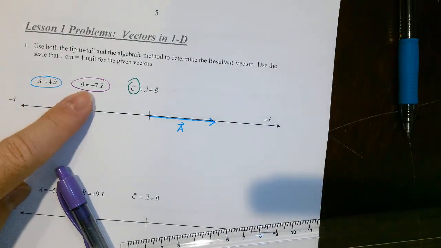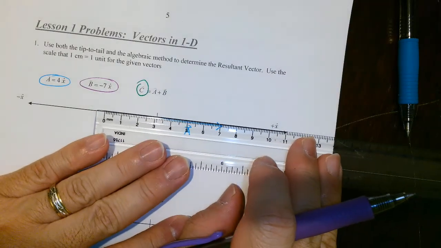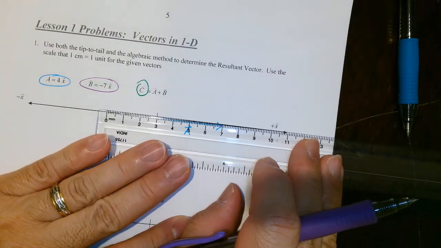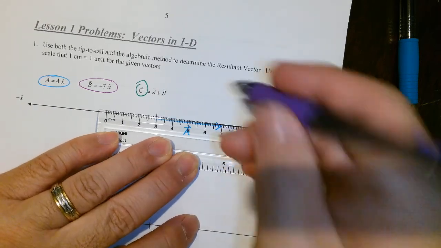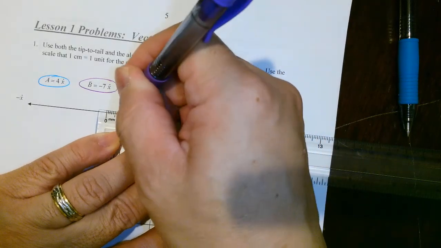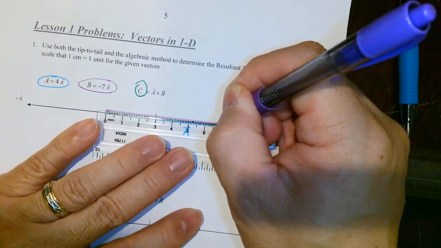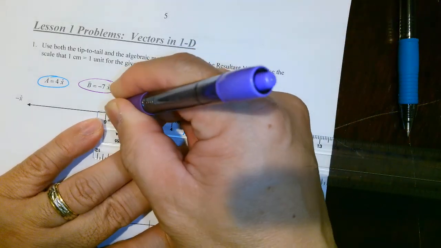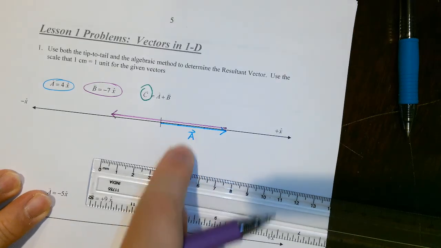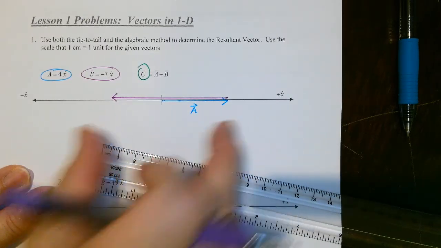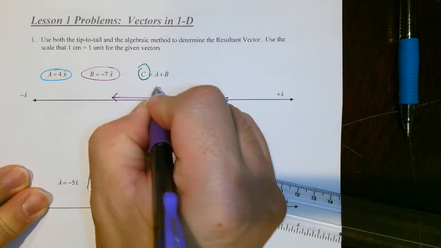Then I will add my b vector, which is 7 units in the negative x direction. So here I will draw 7 units from the tip of my A to the negative x direction, like so. Now I drew it slightly off so you could see the colors better, but they should be right on top of each other, okay? So here's my B vector.